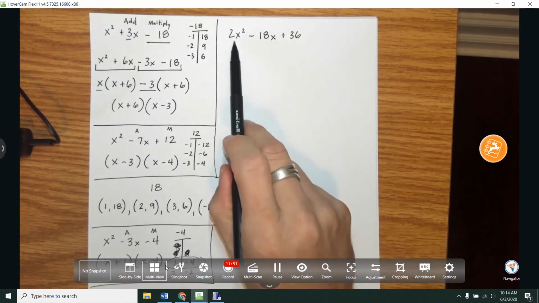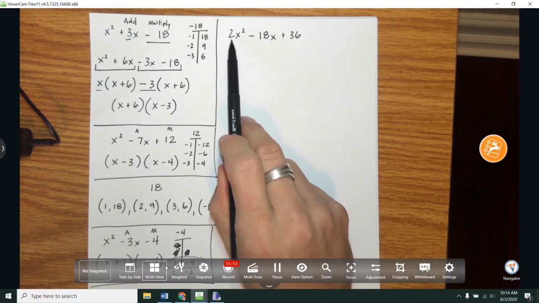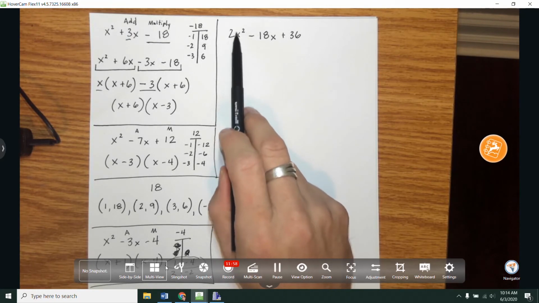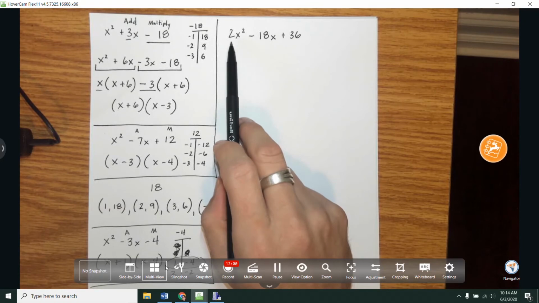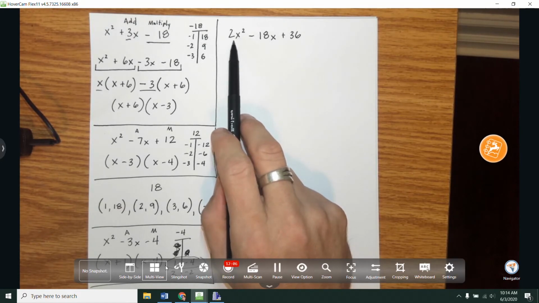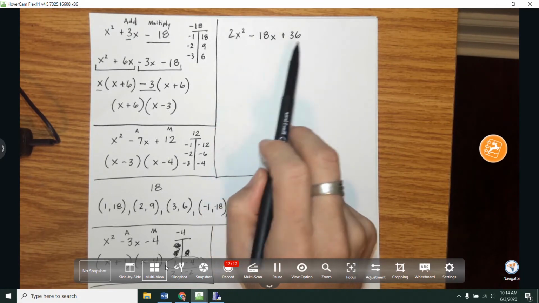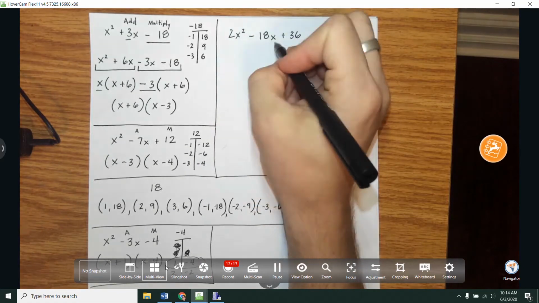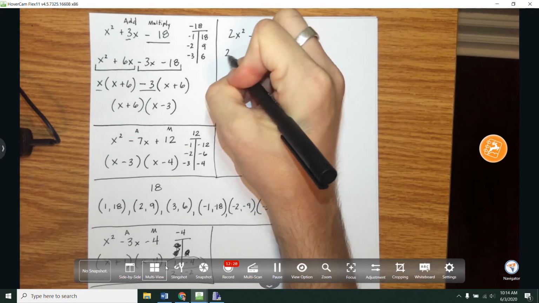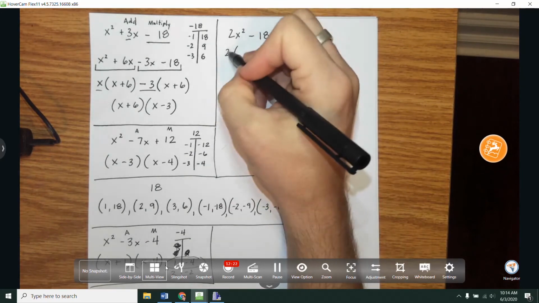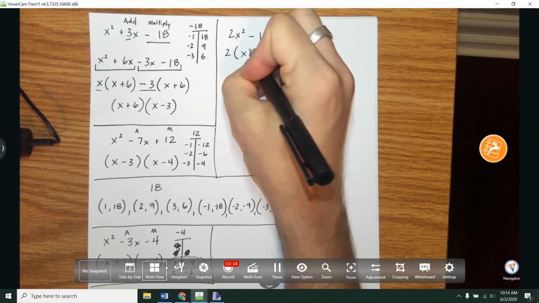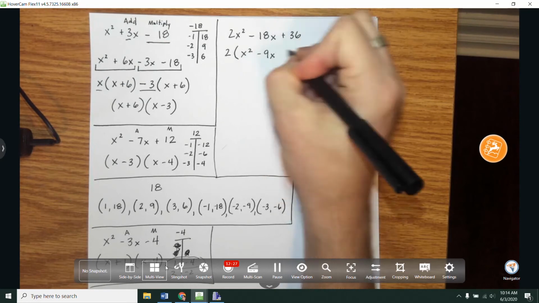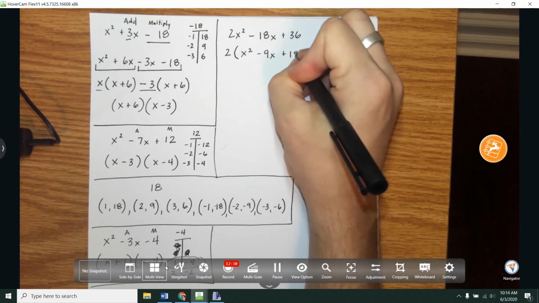Now in this one, you'll notice that we do have a coefficient. That's a number out in front of our variable. We do have one on our lead term. And when that happens, it might indicate that you can have a greatest common factor. We learn that we can take a greatest common factor out of each term. We know that we can divide each one of these numbers by 2. And so we want to take that out to start this problem out. So if we divide each one by 2, we should get x² minus 9x plus 18.